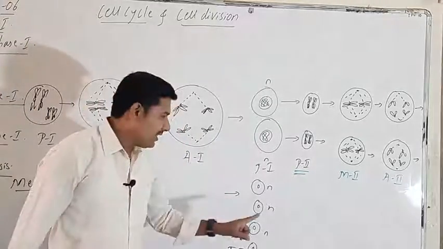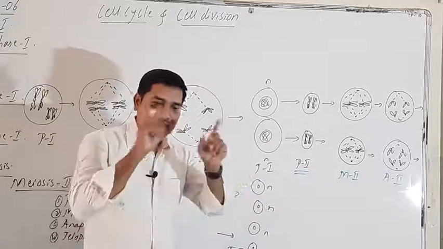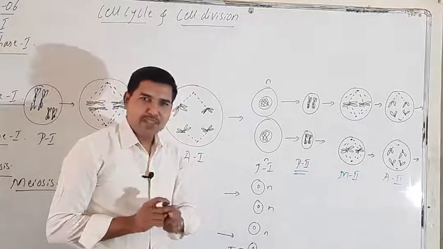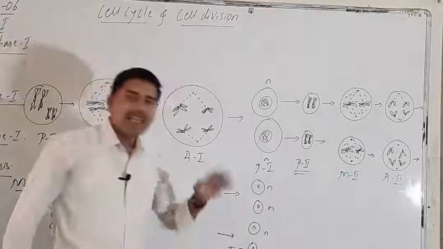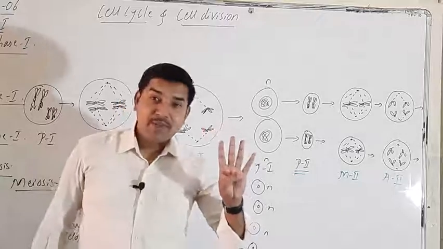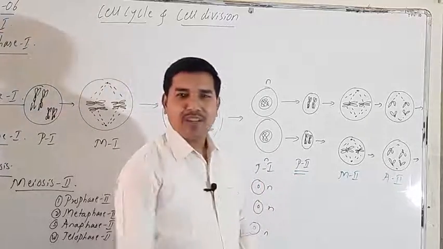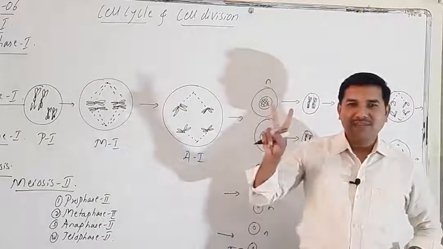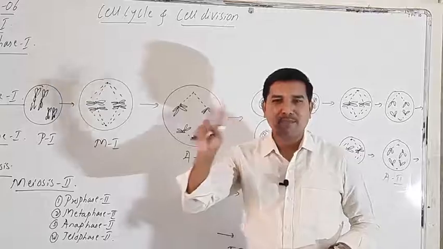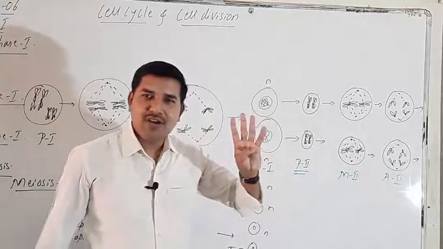Telophase 2, the karyokinesis is followed by cytokinesis. Like, one cell's cytoplasm divides. The karyokinesis is followed by the cytokinesis, where 4 haploid cells are formed. Remember, at the end of meiosis 2, 4 cells are formed. At the end of meiosis 1, 2 haploid cells are formed. At the end of meiosis 2, 4 haploid cells are formed.